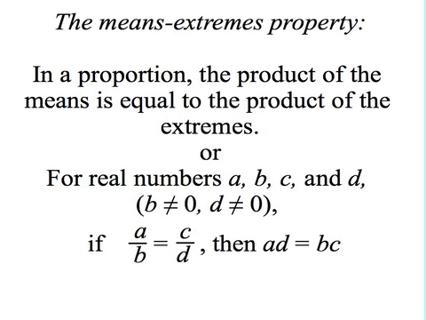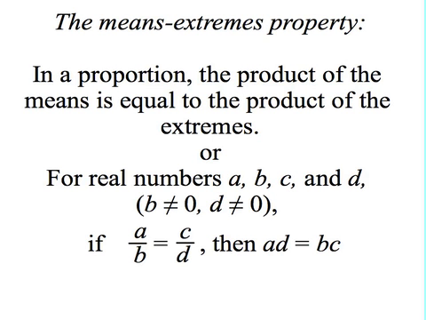That brings us to a formal statement of what cross-multiplying is. It's called the means extremes property, and it states that in a proportion, the product of the means is equal to the product of the extremes. Or for real numbers a, b, c, and d, where b and d are not 0, if a over b is equal to c over d, then a times d is equal to b times c.